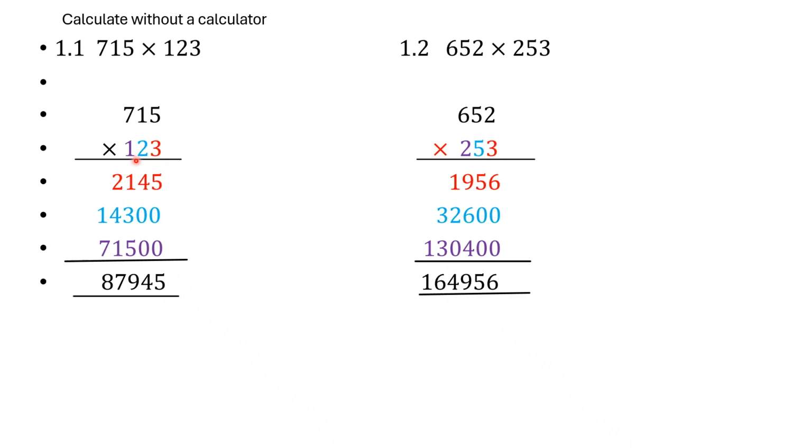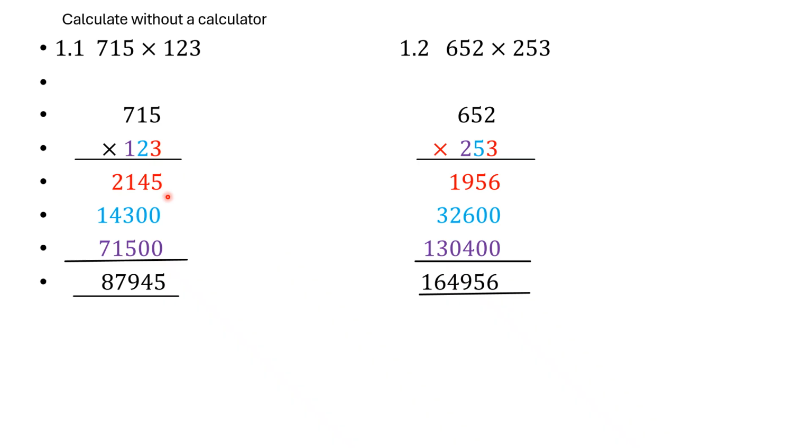Now multiplying by 100, so there's 2 zeros I have to carry down. So there, 0, second 0. Alright, so now I start. 5 times 1 is 5. 1 times 1 is 1. And 7 times 1 gives me 7.